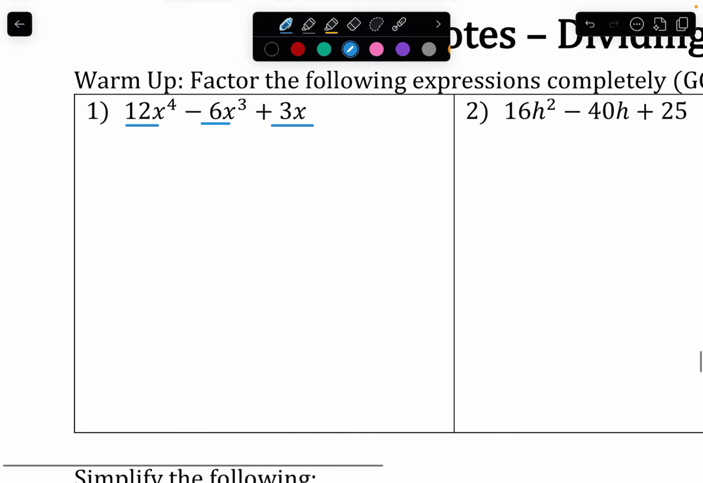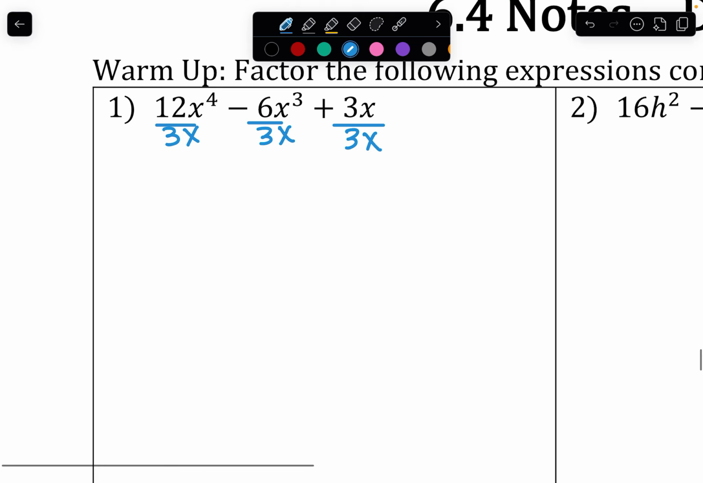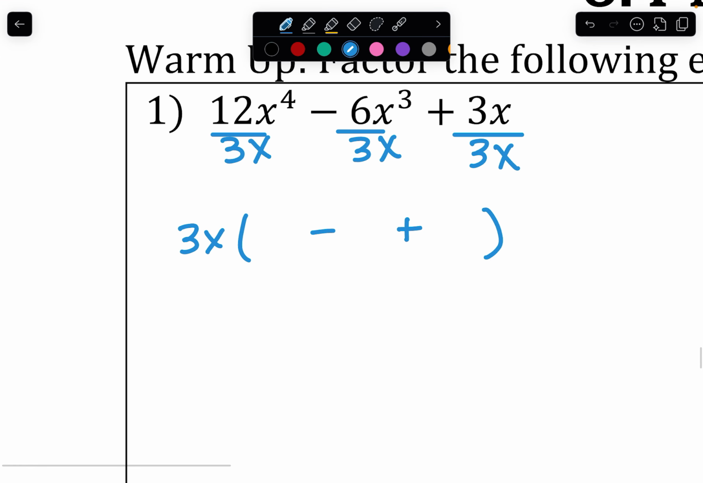Just looking at the numbers, 3, 6, and 12, 3 would divide each of these numbers. And then looking at our variables, we have x to the fourth, x third, and x. So x is the most we can divide each of these three terms by. And so we write the 3x outside the parentheses, and then we need to leave room to write our three terms after the division. And so 12x to the fourth divided by 3, you're dividing coefficients, subtracting exponents.